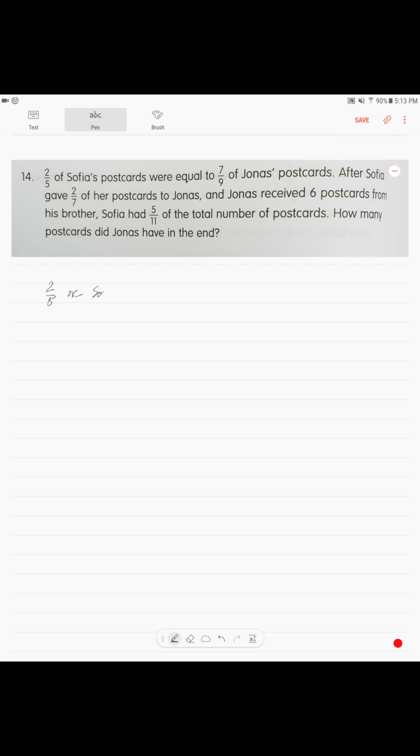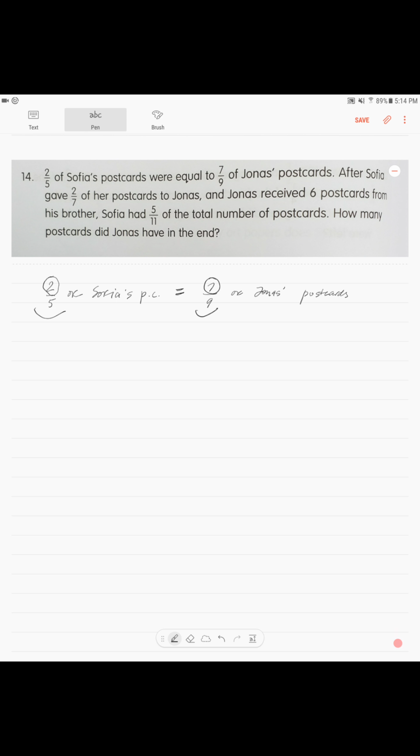2/5 of Sophia's postcards, right? Let's write it like this. I'm gonna write 5 again, not to confuse you. Okay, is the same thing as 7/9 of Jonah's postcards. 2/5, 7/9. Different numerators here, but they tell us that it's equal, right? Let's bring them to one numerator. How do we do that?